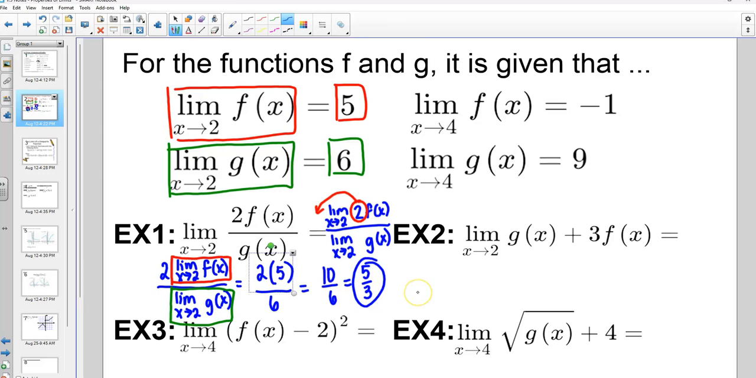So normally, I would not go to these links for this, right? Because what you can kind of do is picture in your mind what is happening here. Well, I got the limit as x approaches 2 of g of x. Well, that limit as x approaches 2 of g of x, that's just 6, right?